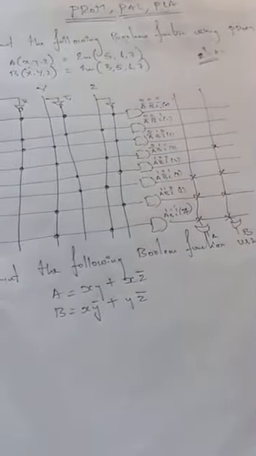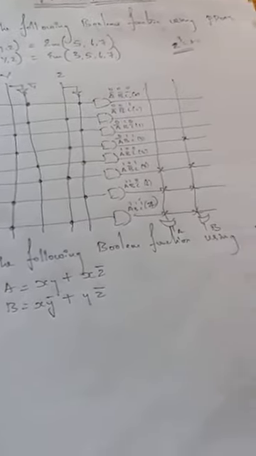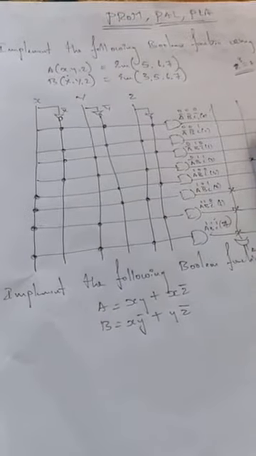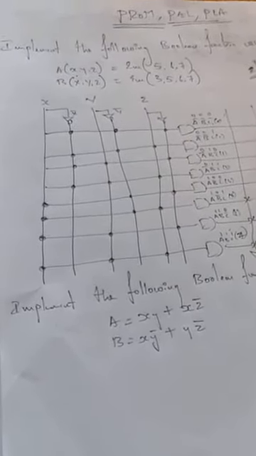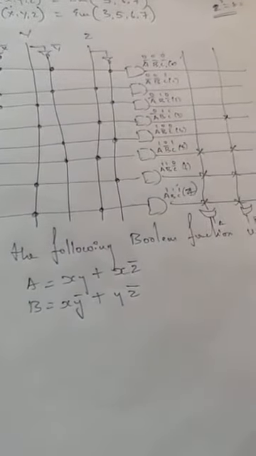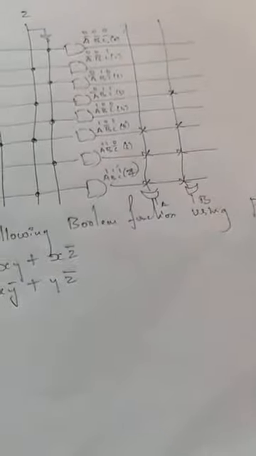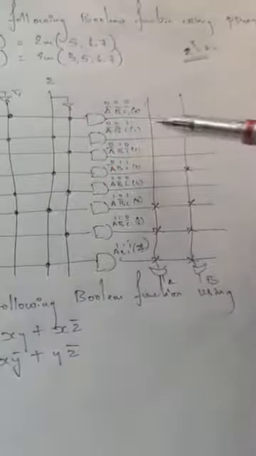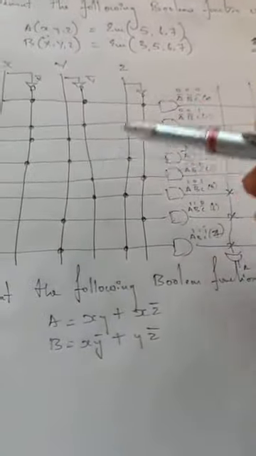This is with respect to PROM. Then we are going to deal with PAL, programmable array logic. In case of PROM, the AND array was fixed and the OR array was feasible, in the sense modifiable. But in case of PAL, the AND array is feasible and the OR array will be fixed.